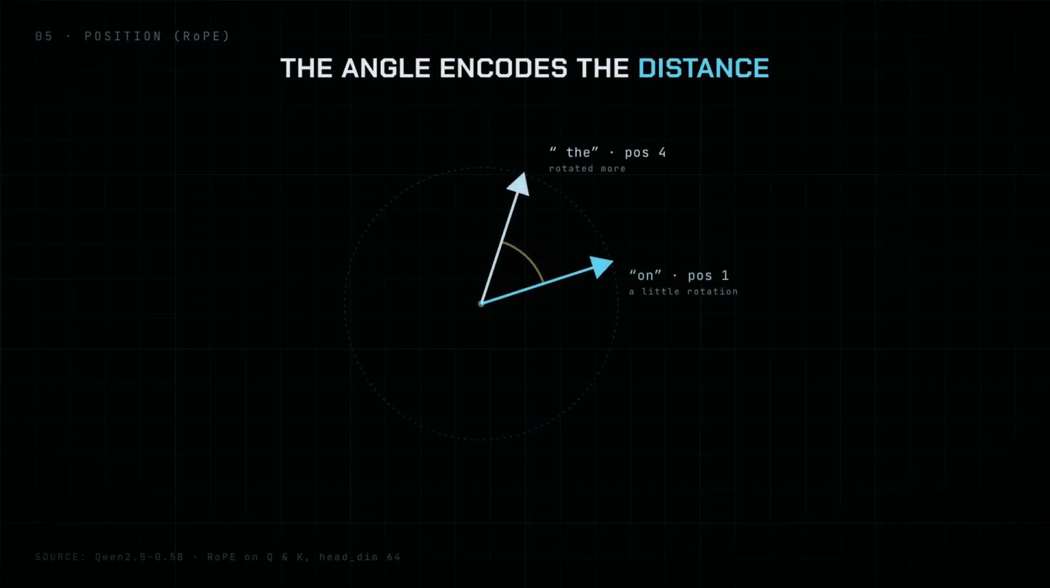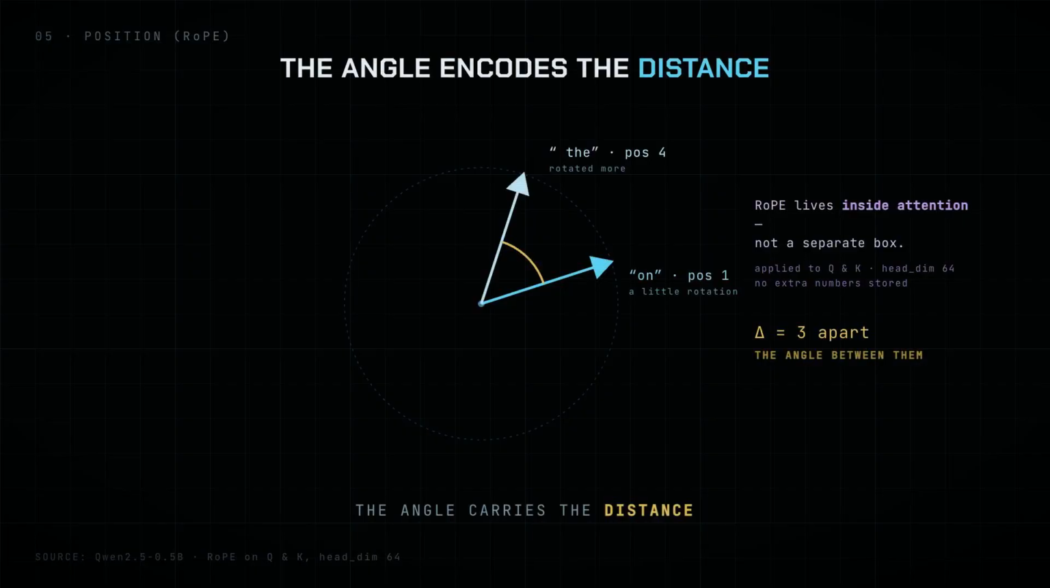Why rotate? Because then the angle between any 2 tokens encodes how far apart they are. The model can literally feel: these two words are 3 steps apart. Order, baked in as geometry, no extra numbers needed.